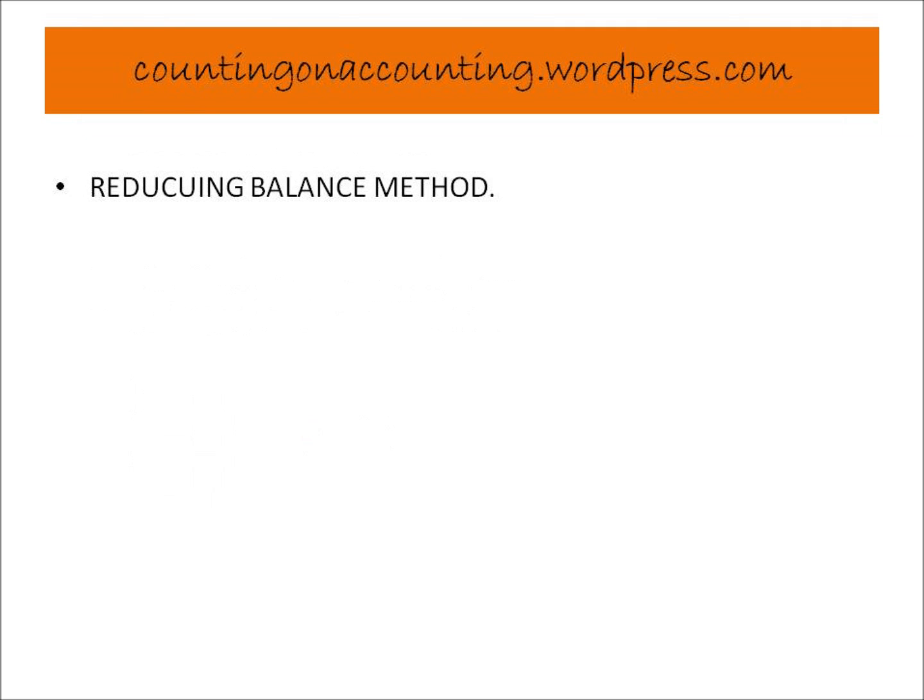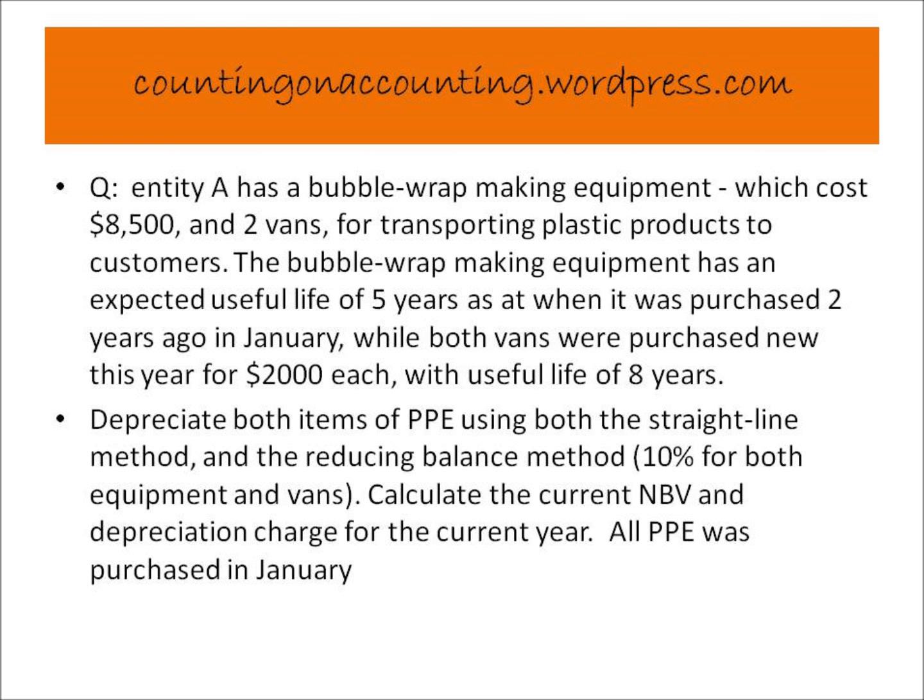For the reducing balance method, let's have a quick read of the question again. Read the question carefully and note that the bubble wrap equipment was purchased 2 years ago, so it had 2 years of depreciation as opposed to the van, which is purchased new this year. The calculation is pretty much straightforward once you get the hang of it, but it's worth mentioning that the twist is usually in the question. Sometimes you have assets purchased 2-3 years ago and you'd have to allow for the current net book value before you depreciate for the current year. So please do read questions carefully.